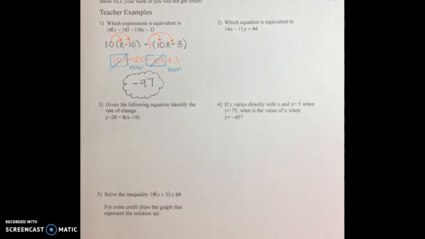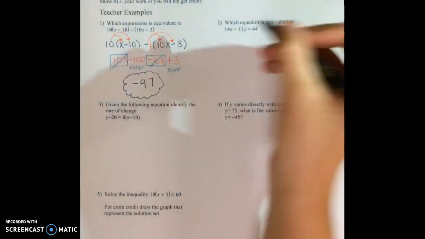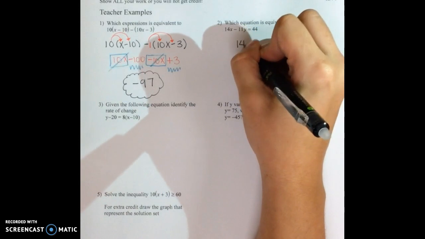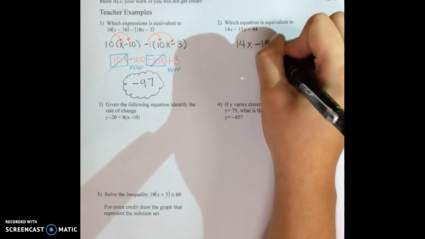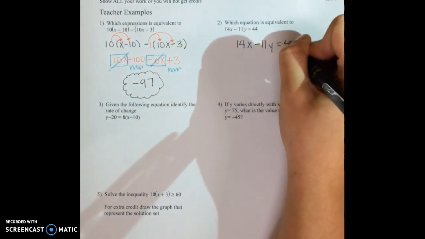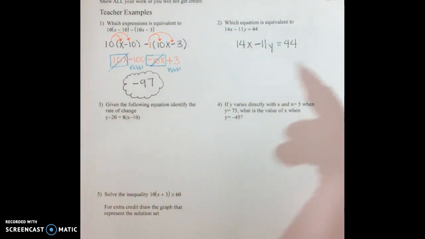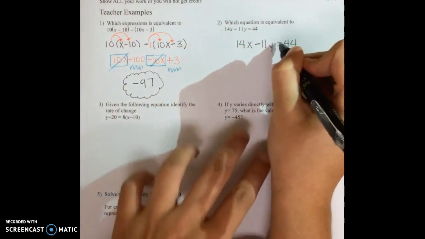And in problem number 2, which equation is equivalent to 14x minus 11y equals 44? So, what I really wanted you to do here was solve for y. We've been doing it a few times. So you do 14x minus 11y equals 44. Put it in slope-intercept form. Fancy way of saying solve for y.